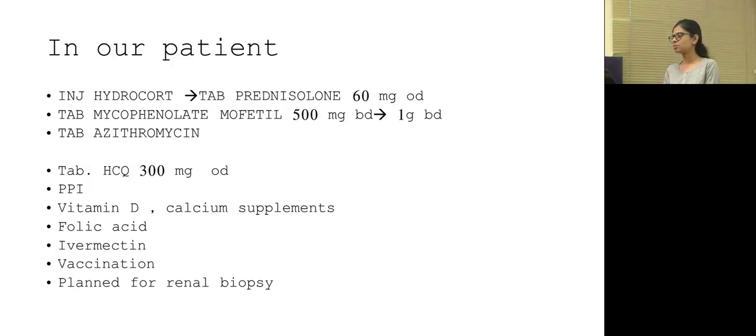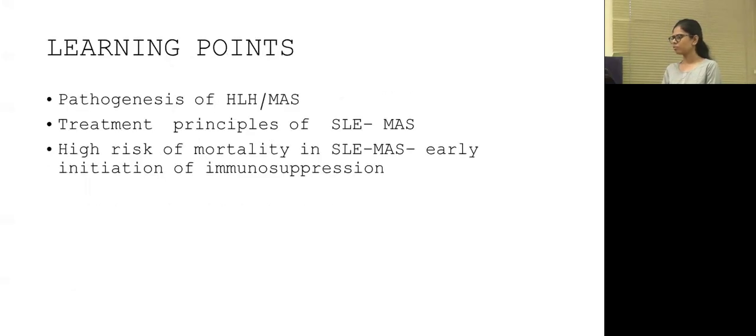We added azithromycin. We didn't add Septran because he had cytopenias. Once the cytopenia is resolved, we plan to add Septran, and we added HCQ along with that, and supportive measures, as I mentioned earlier. We vaccinated him as well, and he had a mild HUN later during the hospital stay, so we could not go ahead with the renal biopsy. Nephrology wanted a clearance for the same, so he's planned for a renal biopsy on an OPD basis. The learning points from this patient are the pathogenesis of HLH and MAS, the treatment principles, and the high mortality of SLE with MAS, which warrants early initiation of immunosuppression. Thank you.